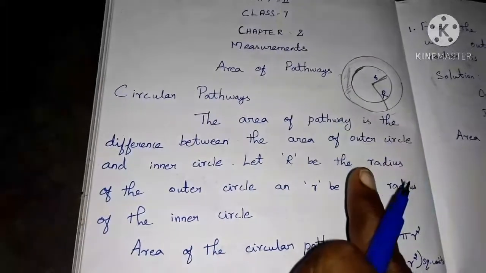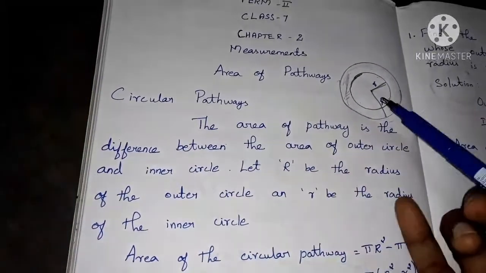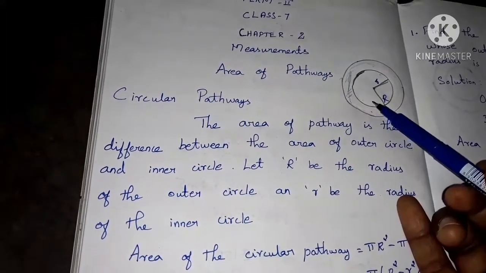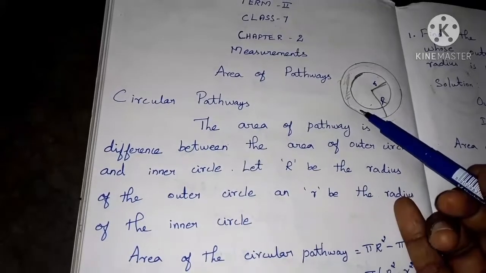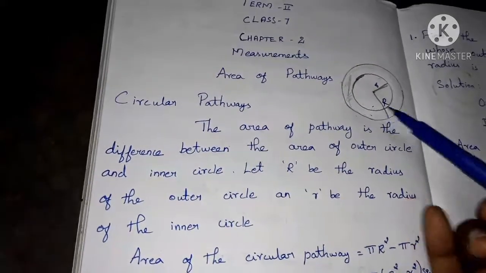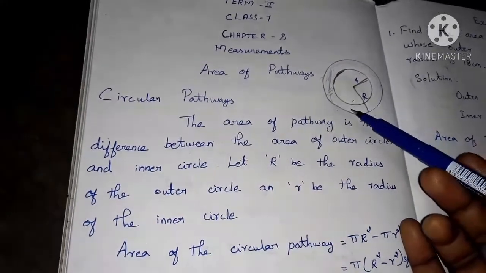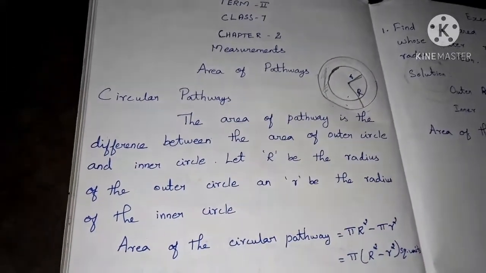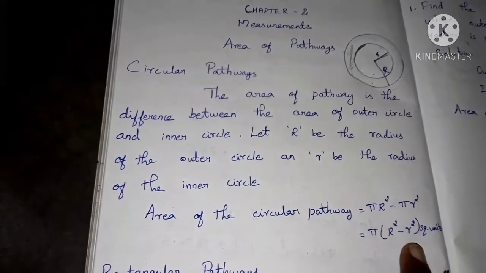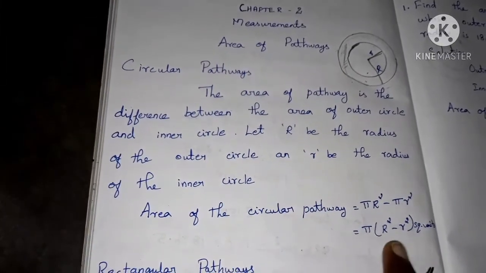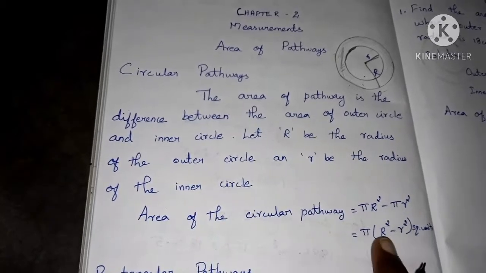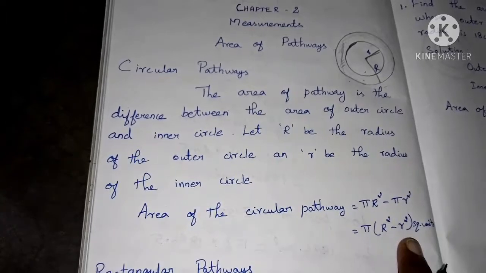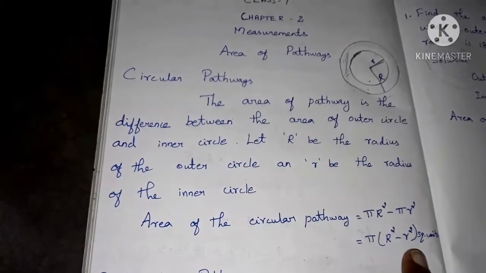So what is a circular pathway? The pathway is the difference between the area of the outer circle and the inner circle. If we subtract the area of the inner circle from the area of the outer circle, we get the area of the pathway. That is the formula: pi of capital R squared minus small r squared, where capital R denotes the outer circle radius and small r denotes the inner circle radius.